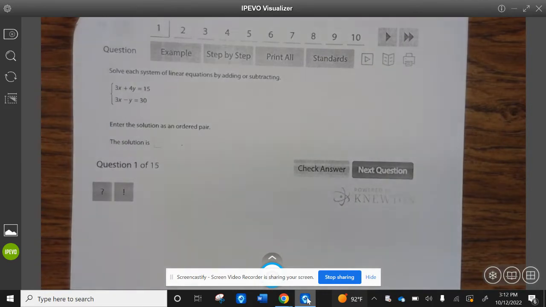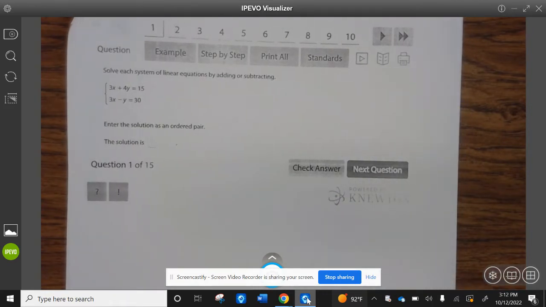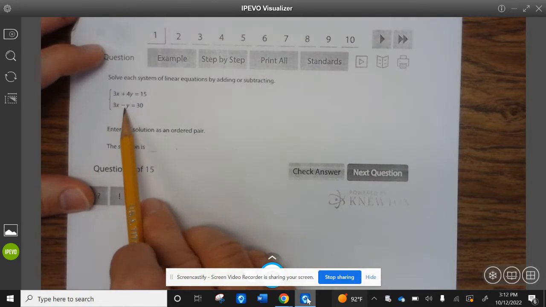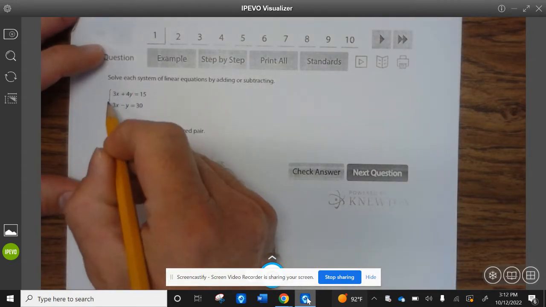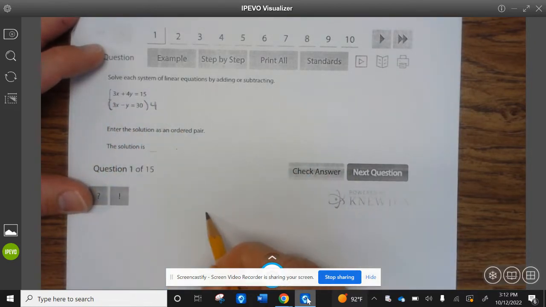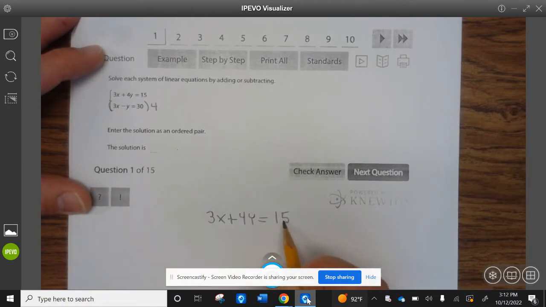All right, solving system of linear equations by adding or subtracting. So here we have a positive 4 and we have a negative. Okay, a positive and negative eliminate, but we need these to be the same number. So we're going to multiply the second equation by 4. Okay, so we're going to rewrite the first equation. So 3x plus 4y equals 15.